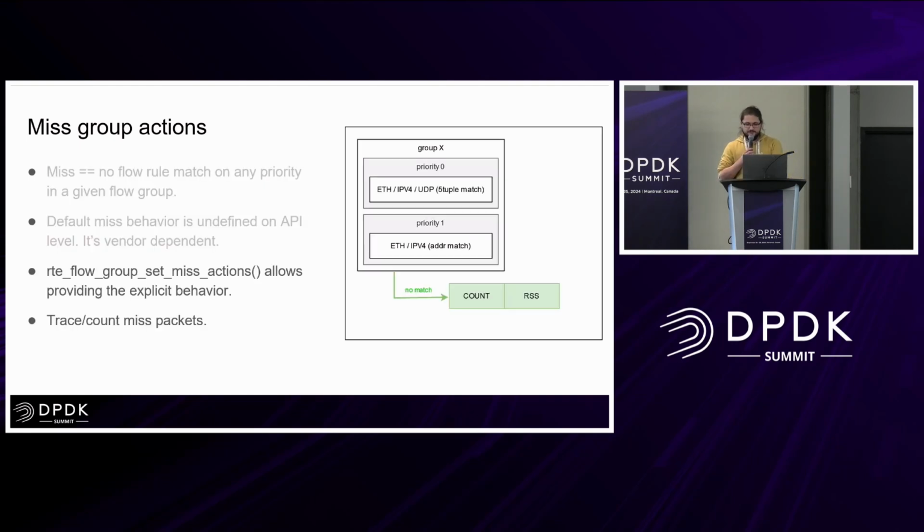So I believe last year, a new API was added called RTE flow group set miss actions. What this API takes is the group ID and the list of actions to execute for packets without any matches. So in this example, if we do not recognize the packet at all, we can count them, send them to the application, sample them, or execute any actions on them, depending on the hardware support in Flow API, of course.